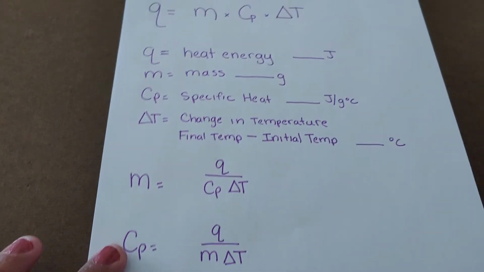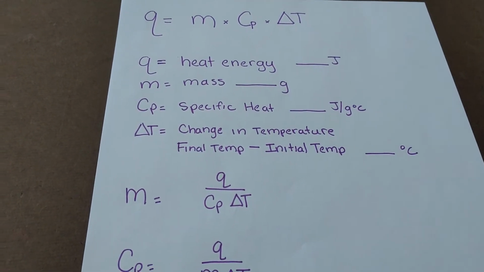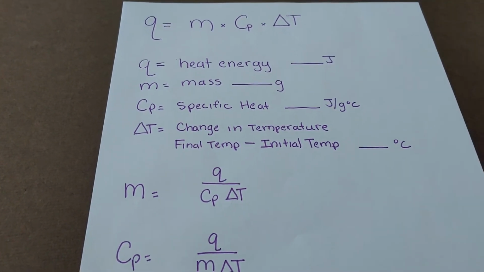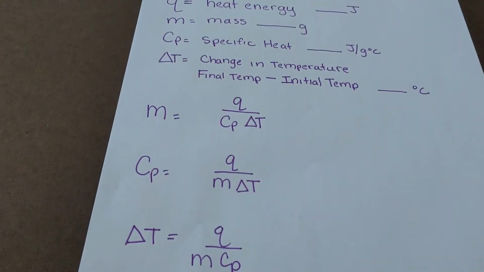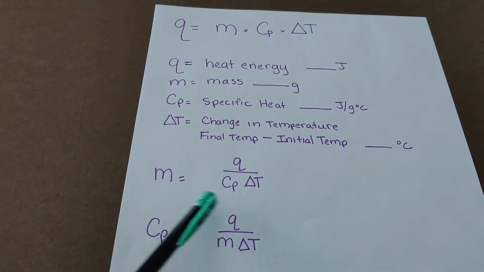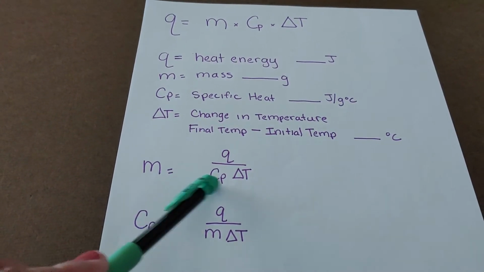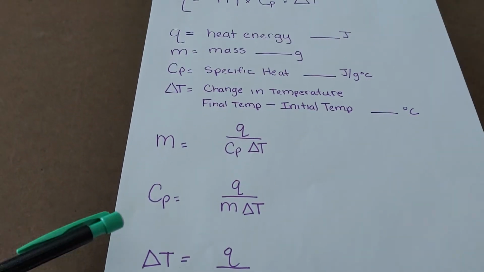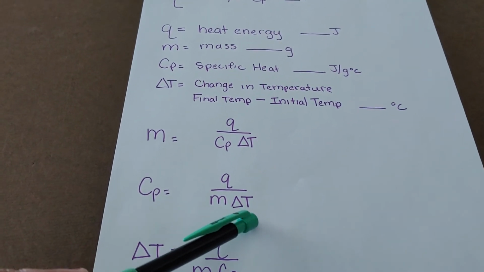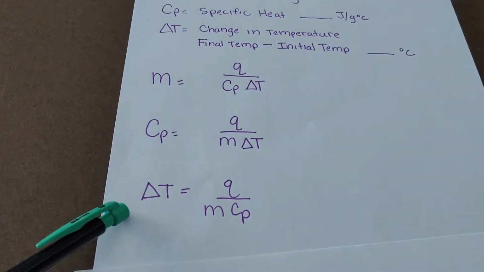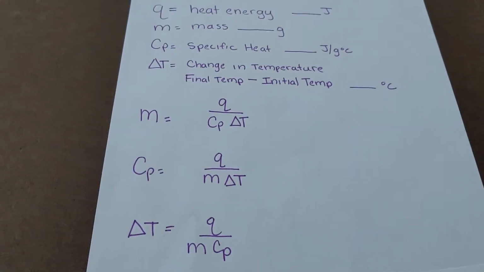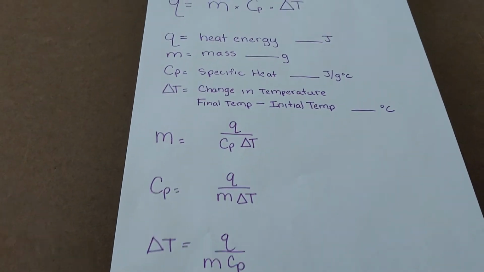There are several variations of this one formula. We can manipulate the formula mathematically to solve for M, specific heat, and change in temperature. To find mass, it's Q divided by specific heat times change in temperature. To find specific heat, it's Q over mass times change in temperature. And for delta T, it's Q over mass times specific heat. This is what we're going to deal with in the following examples.